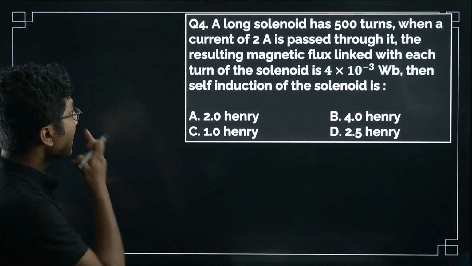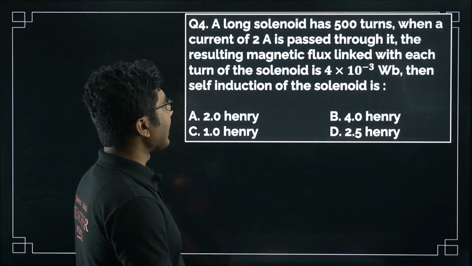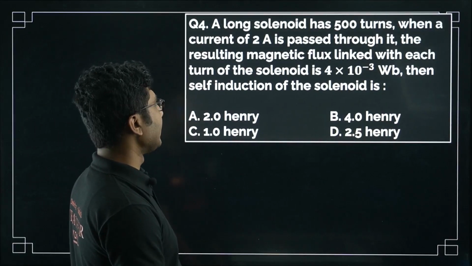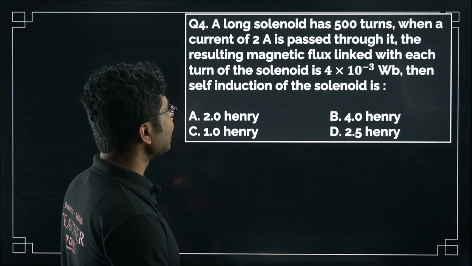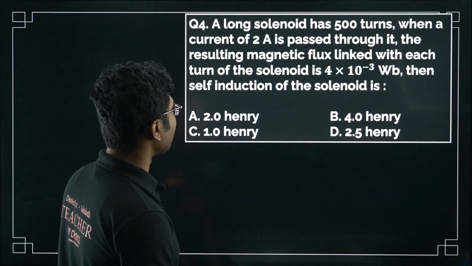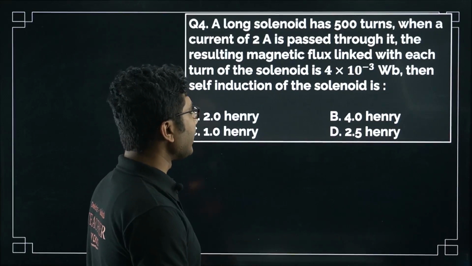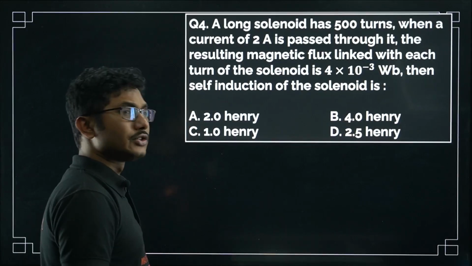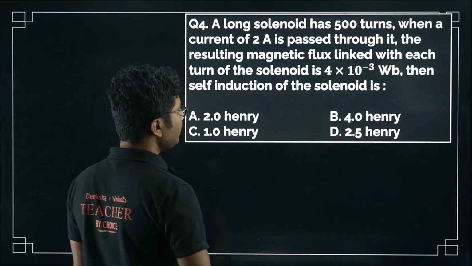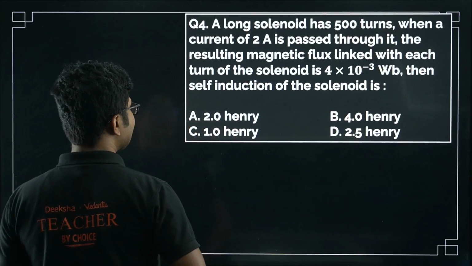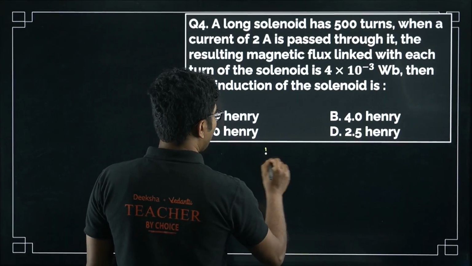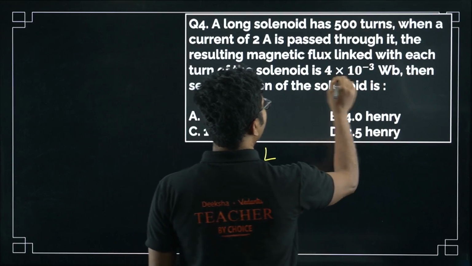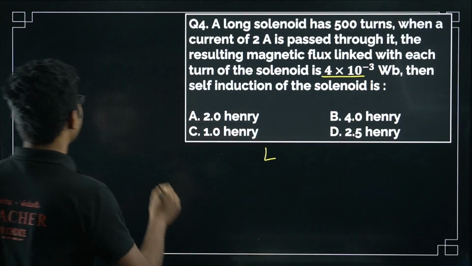Next question. A long solenoid has 500 turns. When a current of 2 ampere is passed through it, the resulting magnetic flux linked with each turn of the solenoid is 4 into 10 to the power of minus 3 Weber. Then the self-inductance of the solenoid is? So again we have to find the self-inductance. The magnetic flux linked with each turn of the solenoid is this. So what is the total magnetic flux?